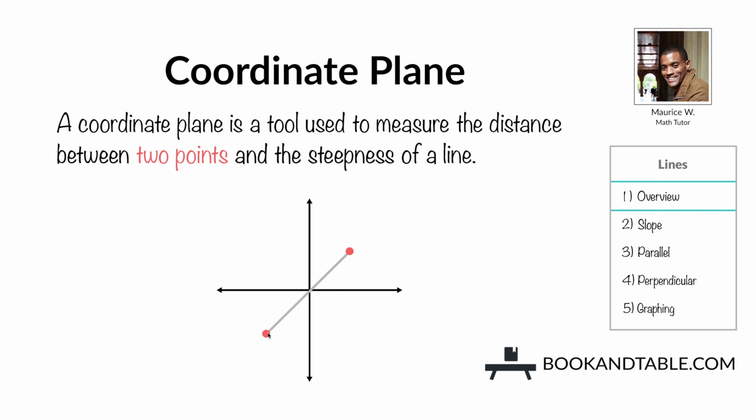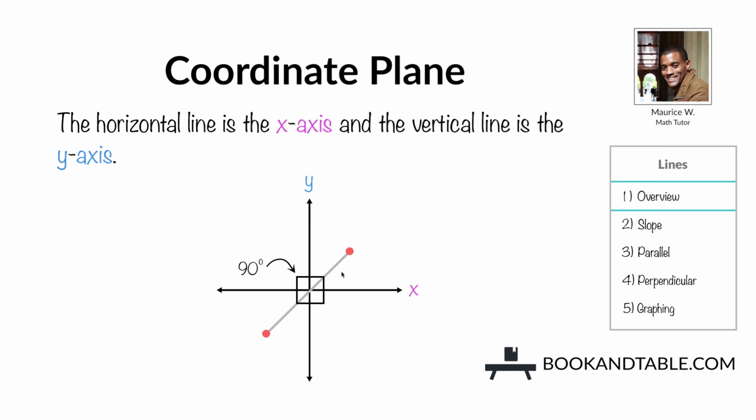So these are our 2 points that exist on this line here. So we'll be able to use a coordinate plane, our x and y axes, which we'll discuss more in a second. We're able to use this set of axes to figure out the distance between these 2 points, as well as the steepness. The steepness is how quickly this line rises over how quickly it's crossing horizontally. And we'll discuss slope thoroughly later on in this chapter.